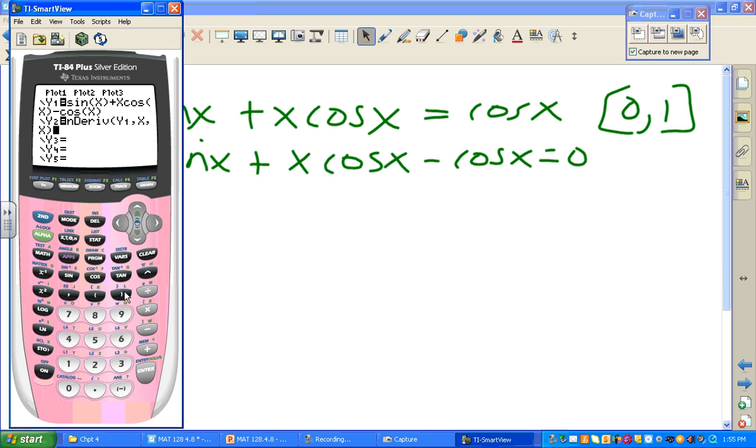What am I supposed to put for this? Is it x equals x? First part right here. Yeah, x. I didn't find the derivative. That's x. That's y1. And that's x.